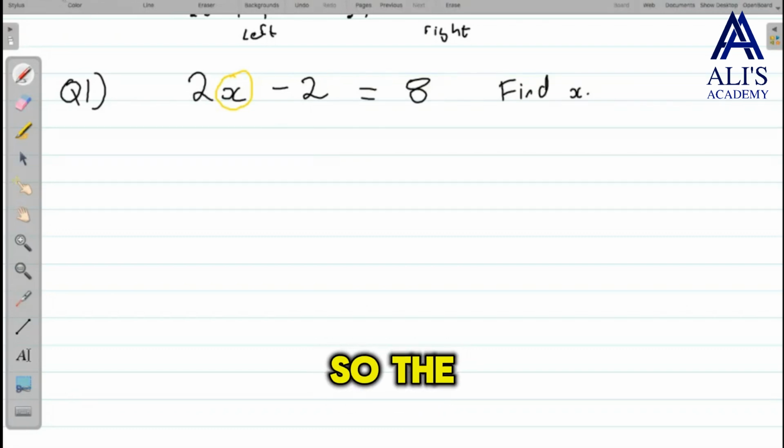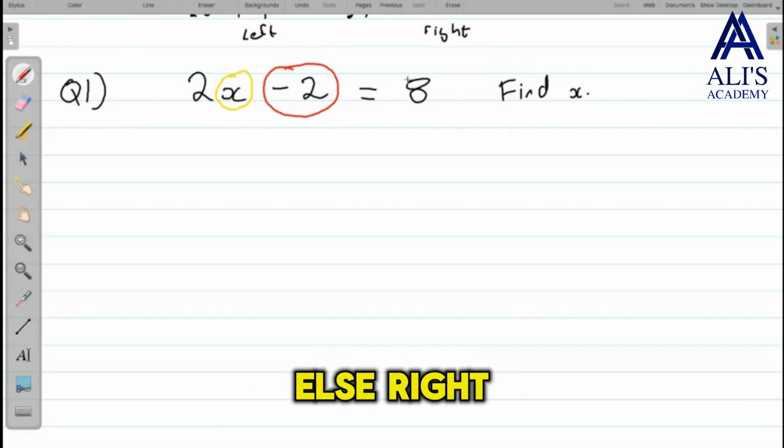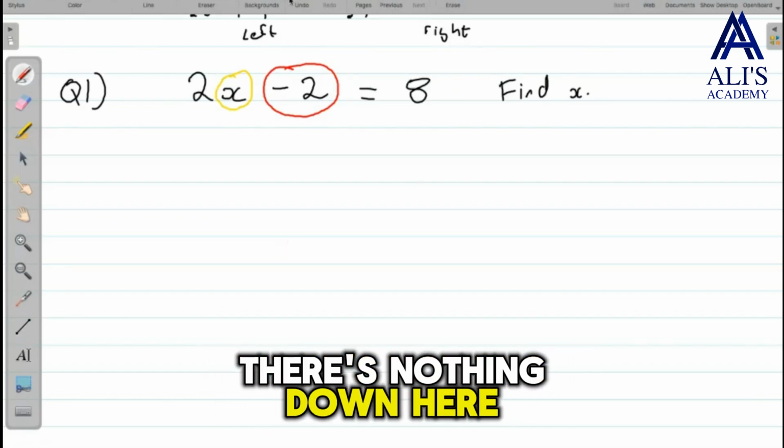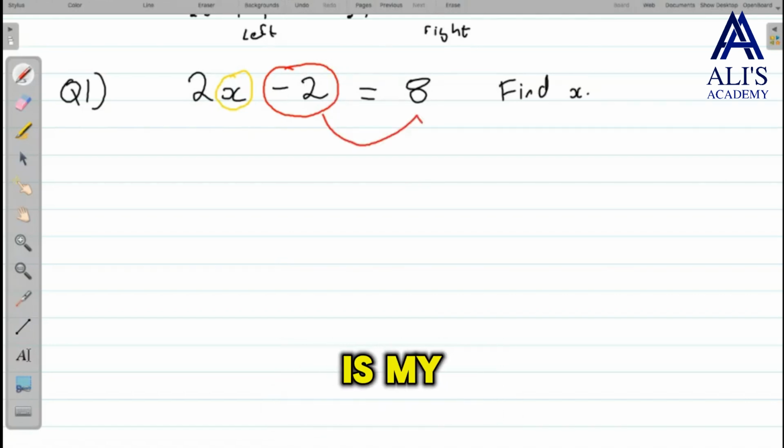Okay, so the first thing I'll do is select the -2, right? Because I don't want this here. And the only place that it can go to is the right side. It can't go anywhere else, right? There's nothing here, there's nothing down here or up there. The only place this -2 can move to is my right side.